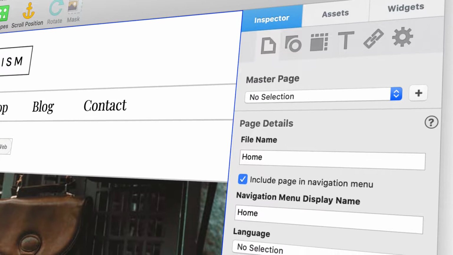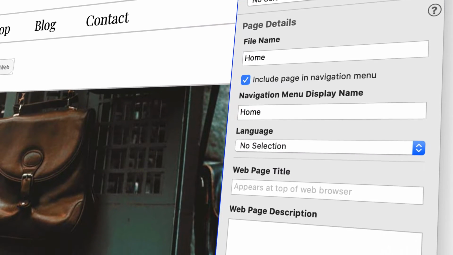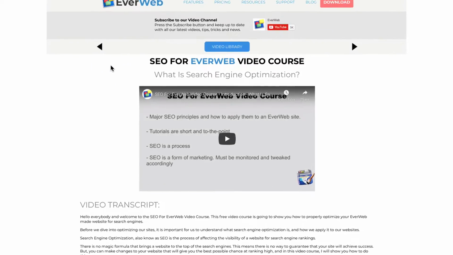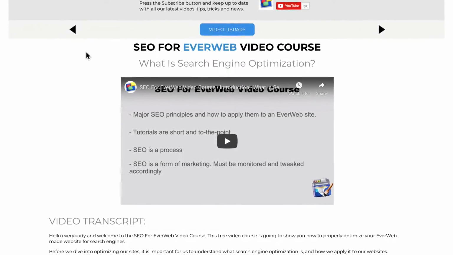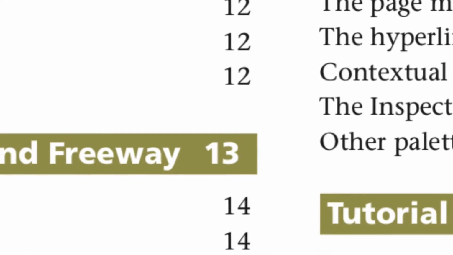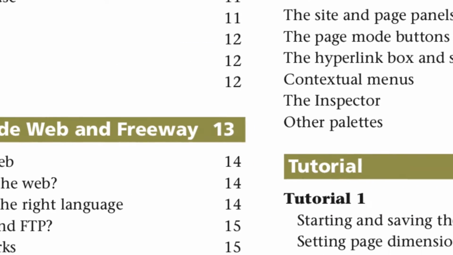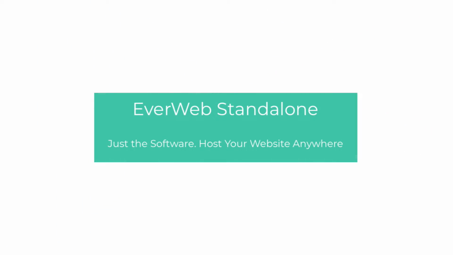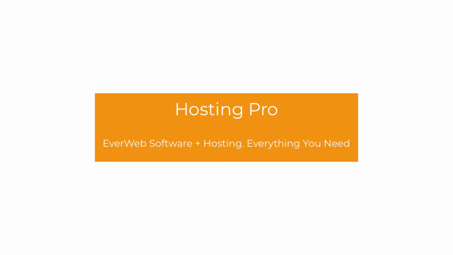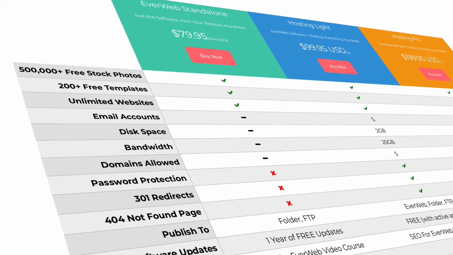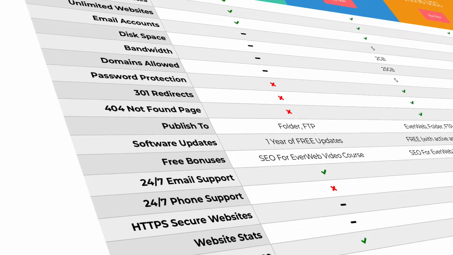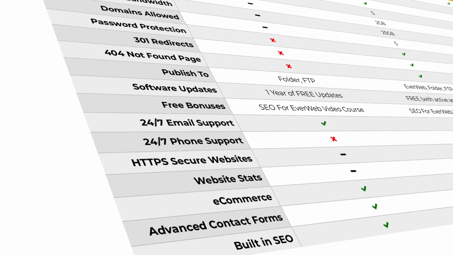SEO is important to keep your website high in search page rankings. EverWeb's SEO is built into your page design, and our online video course will help you optimize your SEO to your best advantage. Although Freeway does include SEO, it's difficult to find how to use it effectively in your website. EverWeb lets you choose between purchasing either a standalone product or with hosting. If you host with us, you'll get features such as free email addresses, password protection, and 404 page not found support built directly into the product.